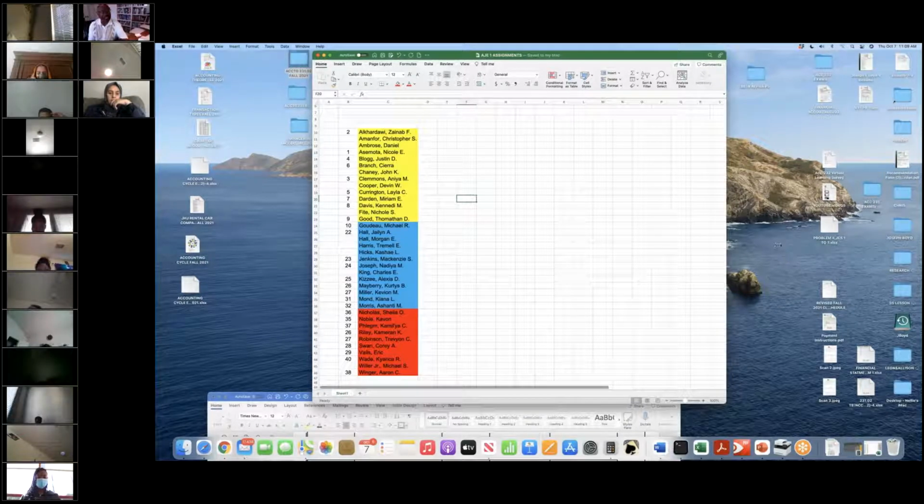So once again, there'll be one grade for the yellow team, one grade for the blue team, and one grade for the red team. And that's based on the number that are presented. These are journal entries. These journal entries will be presented starting on Tuesday.